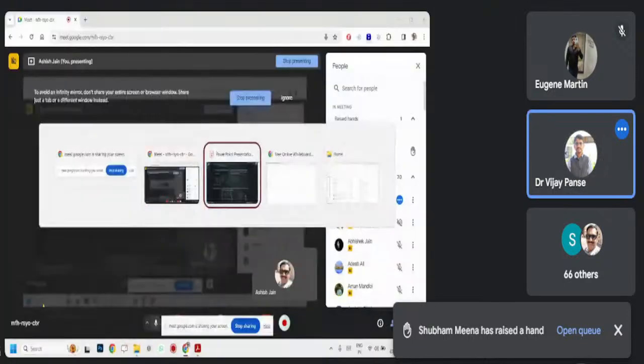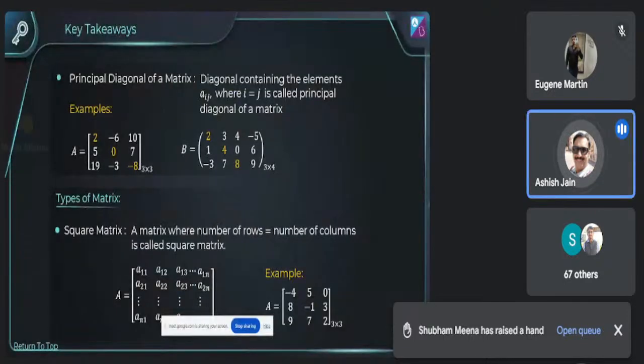है ना? So we're discussing the principal diagonal of a matrix. Here in the square matrix, it is very simple. For the position i and j, if the value of i and j is equal, those elements are considered a part of the principal diagonal.